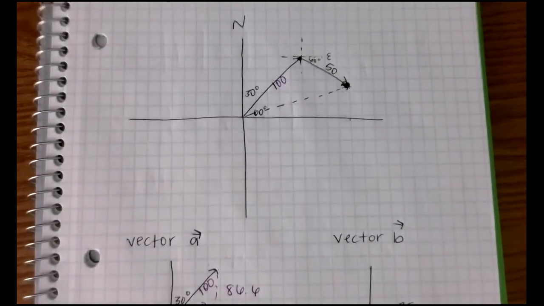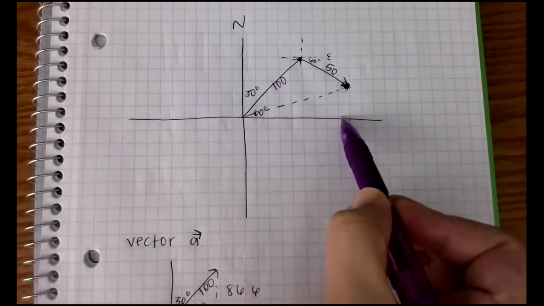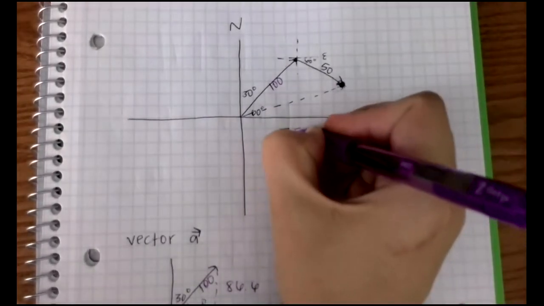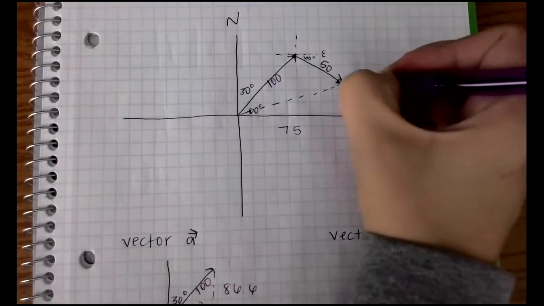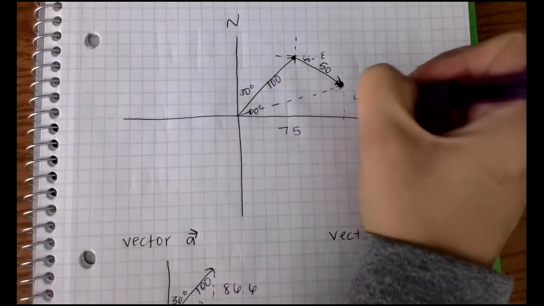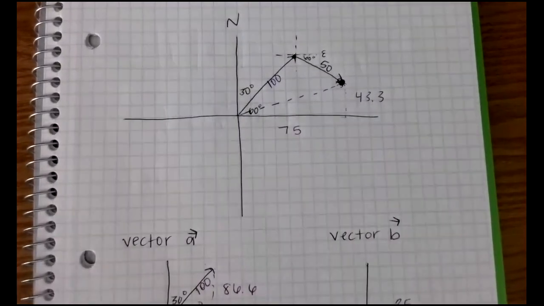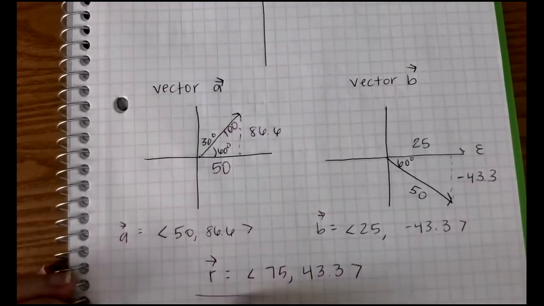So if we could just go back up in the picture, that just means that this distance here to get where we ended would have been 75 meters over and 43.3 meters up. That's what we found, okay? That's what this question was asking.